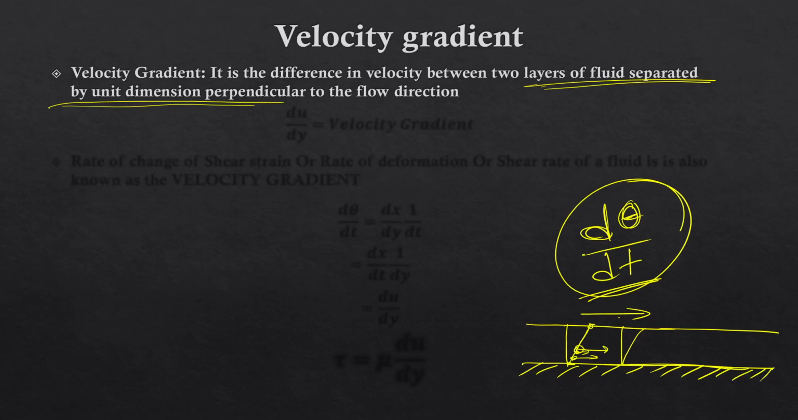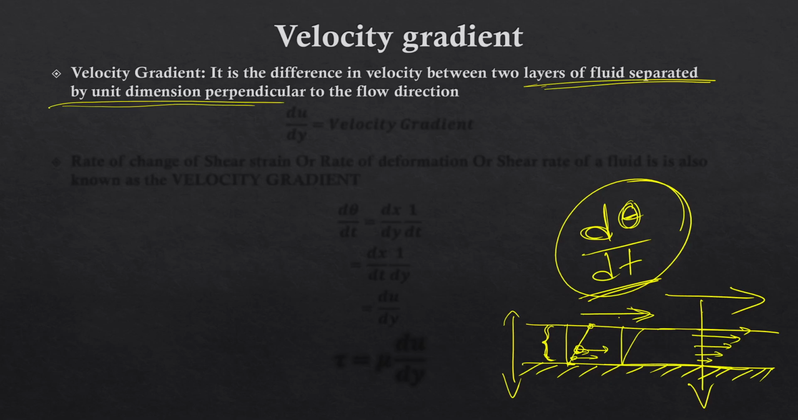So if we find out this difference in velocity and divide it by this distance, then that is called the velocity gradient. That means the change in velocity or the difference in velocity per unit distance measured perpendicular to the direction of flow. So this is the flow direction, and in a direction perpendicular to that, what is the difference in velocity? That means this layer is flowing at a different velocity, this is flowing at a different velocity, and so on.